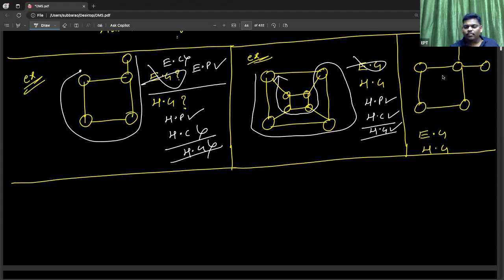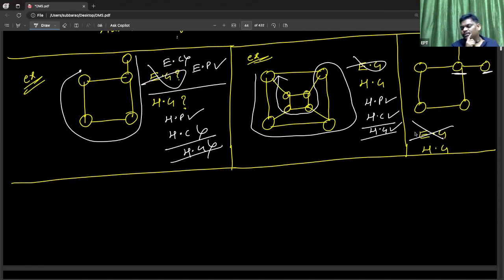What about the last diagram? Is it a Hamiltonian graph? See this one. More than two vertices with odd degree. I think Euler graph has failed. What about Hamiltonian?